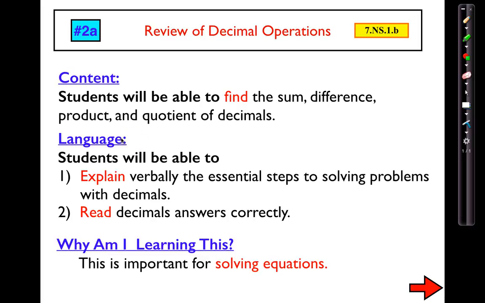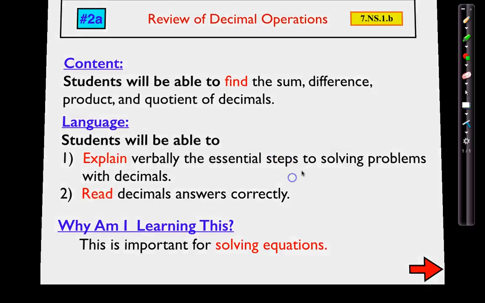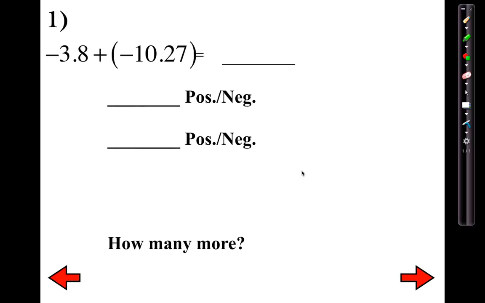Why am I learning this? Well, it's going to be very important to know these skills for solving equations further down the road. So on that note, let's take a look at our first example here. It says negative 3 8/10 plus negative 10 27/100.